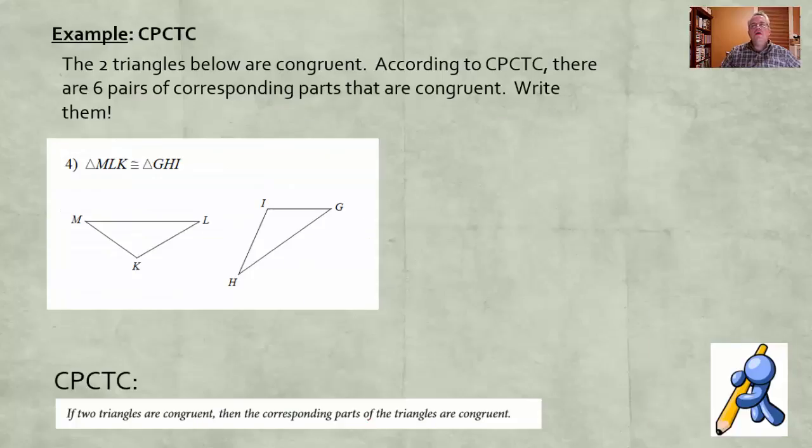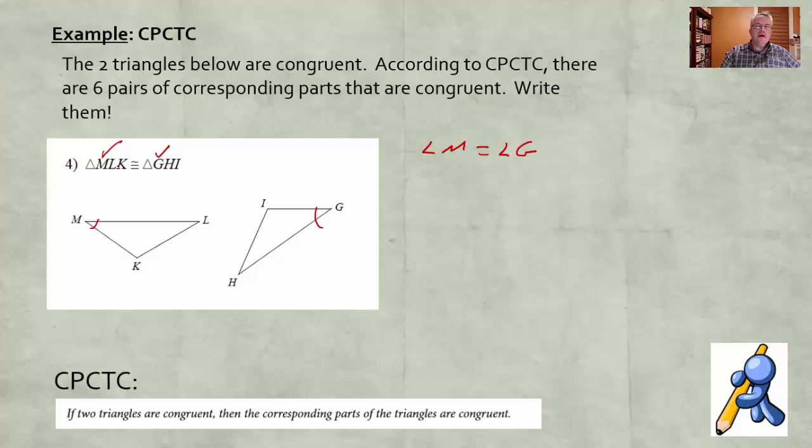All right, so our first example is about CPCTC. We're given that the two triangles are congruent, and they want us to write all the corresponding parts that must be congruent also. Well, the congruence statement can help us do that. So let's start with angles. This tells me that angle M must go with angle G. So I'll mark it like this. So angle M is congruent to angle G. That's our first relationship.